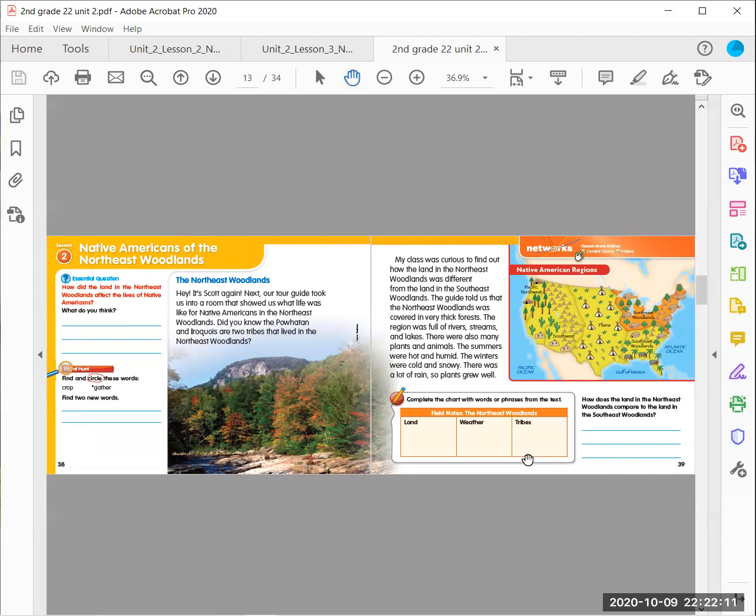For this area where it says complete the chart with words or phrases from the text, we're going to go back into this paragraph right here, and we're going to fill in information that describes the land of the Northeast Woodlands, the weather, and the tribes that lived there. So we talked about some of the tribes on this page, and we talked about the weather and the land over here. You can go ahead and pause the video to write your answer, or you can rewind so you can hear the information again and fill it in as you go.